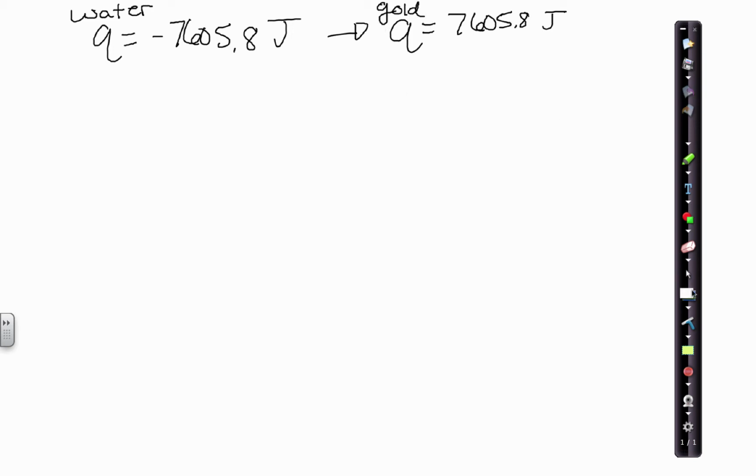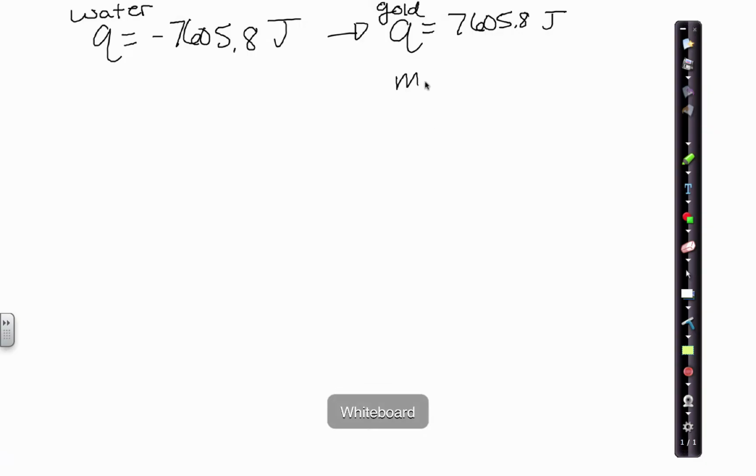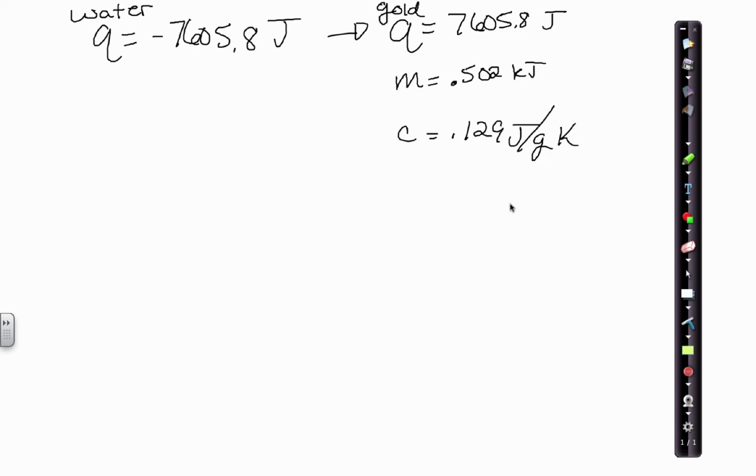All right, well, it tells us a few things. It tells us that the specific heat capacity is 0.129 and the mass is 0.502 kilograms. So the mass of the gold is 0.502 kilograms. Specific heat of the gold is 0.129 joules per gram Kelvin. And it's asking what is the temperature change going to be if I use this energy to heat up the gold.